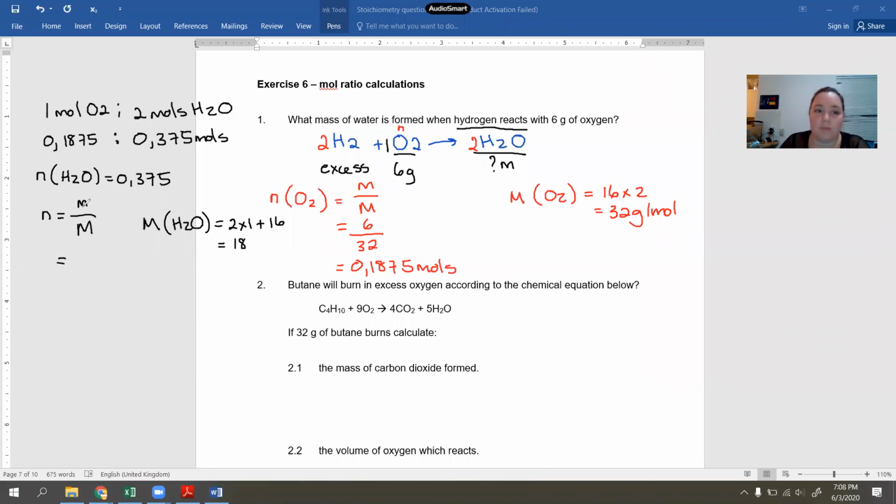And I'm not going to work backwards. I'm looking for the sample mass. So I prefer to rearrange and say sample mass is number of moles multiplied by molar mass. This is going to be my number of moles, which is my 0.375. My molar mass is the 18 grams per mole. And if I multiply those two together, I'm going to get 6.75 grams of water if hydrogen reacts with 6 grams of oxygen, and that's the limiting amount of hydrogen that we get.